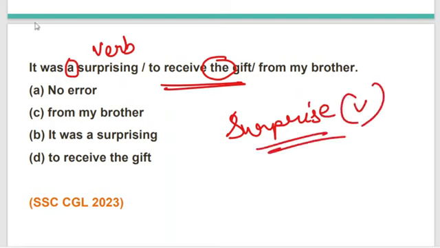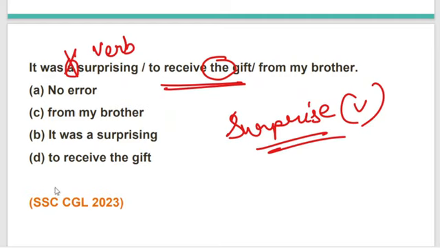So we cannot use any article before verb. So we have to omit the letter a before surprising. So the correct sentence is, it was surprising to receive the gift from my brother. That means my brother has gifted me, my brother has sent me certain gift, and it is so surprising that I have received the gift, or I have received that concerned gift from my brother.